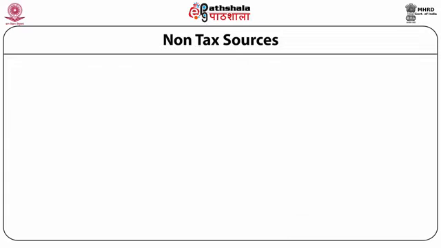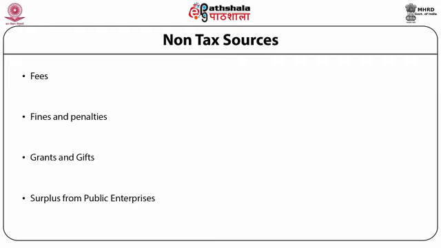Non-tax sources. There are different types of non-tax sources through which the government collects public revenue. These are fees, fines and penalties, grants and gifts, and surpluses from public enterprises, and many others. Let's discuss them. Fees. A fee is charged by public authorities for giving certain services to its citizens. For example, fee for making the driving licenses.